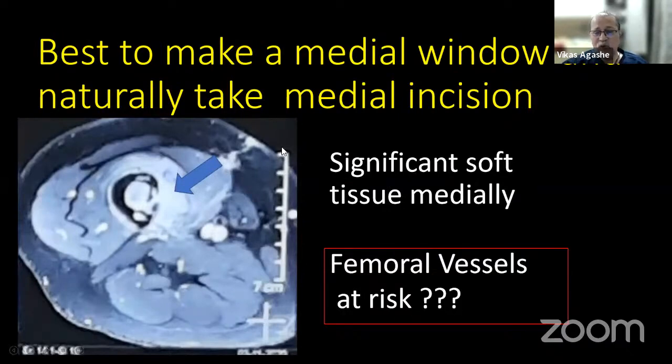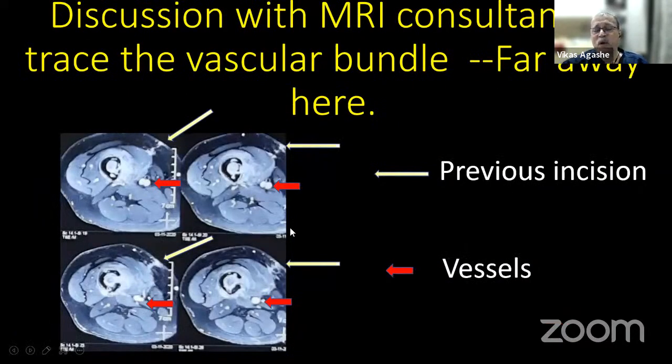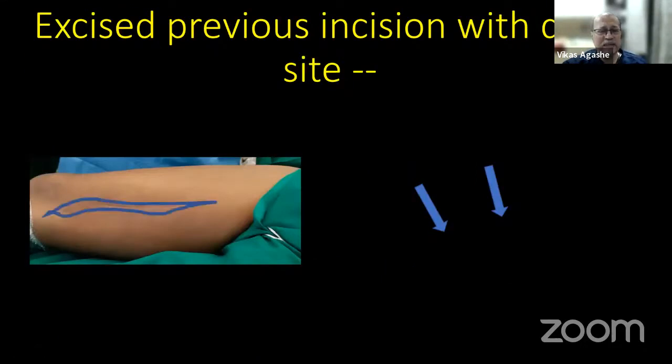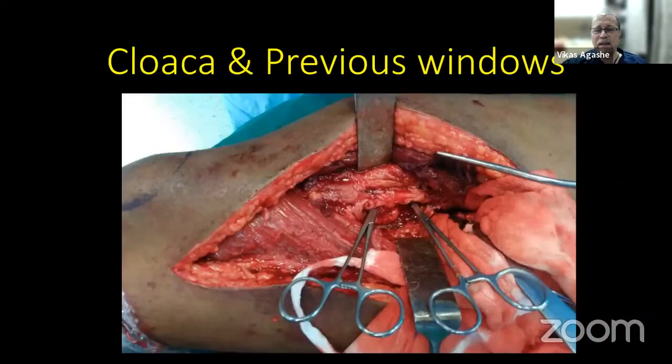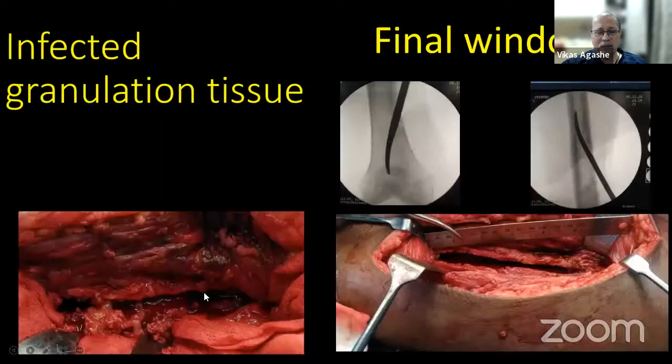Now, are the femoral vessels going to be at risk? So it is best that you go to your radiologist or MRI consultant, sit with him and know where the vessels are. They are far away, so there is no problem. So I excised the incision as well as the drain site. Here you can see that's the soft tissue which is almost encapsulated, and that's the previous window and cloaca. That's a window, that's a small cloaca, and here you can see the window made with round edges, an elliptical window with round edges, and through which we could scrape everything.